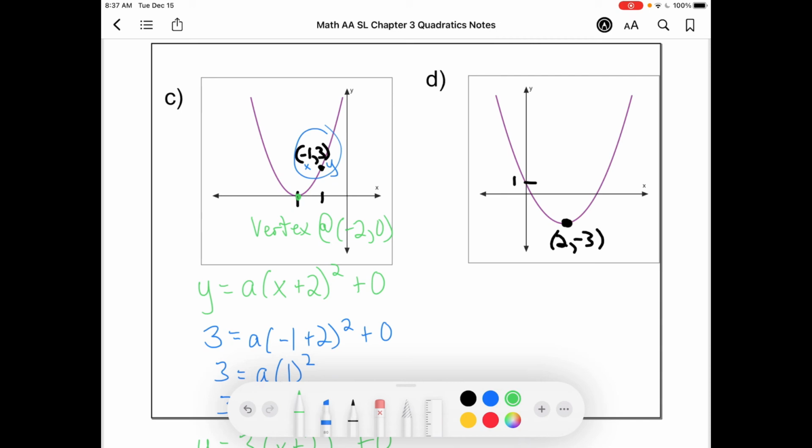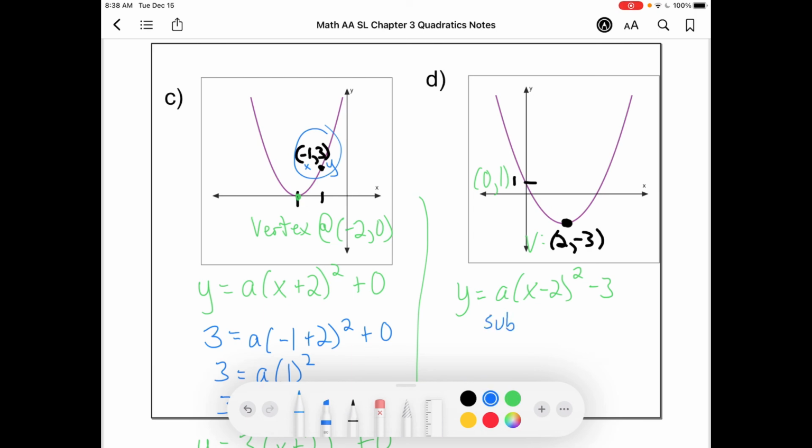All right, last one. Let's catalog what we know. We know that there's a vertex at 2, -3. We know a point at 0, 1. Not a particularly special point. It is the y-intercept, but it's just some other point on the graph. Since I know the vertex, I'm going to use, wait for it, vertex form. So if the vertex is at 2, -3, it'll take the form a times x minus 2 all squared minus 3.